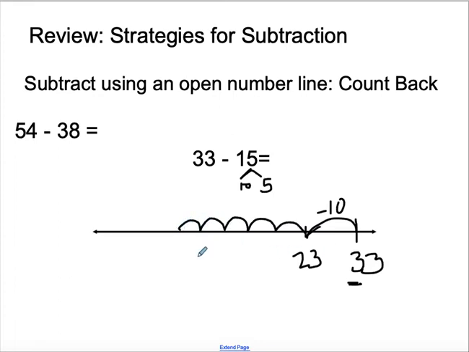So now I'm going to count backwards by ones. 22, 21, 20, 19, 18. So 33 take away 15 equals 18.